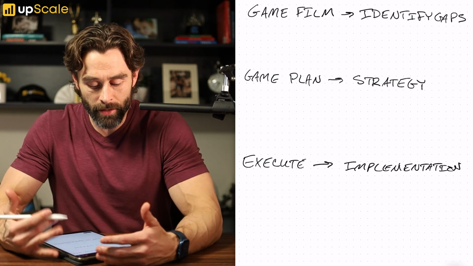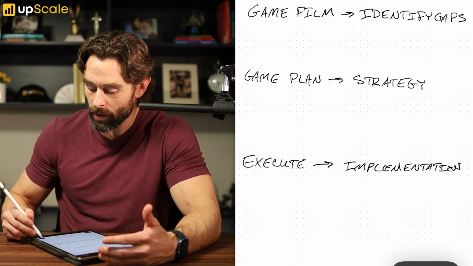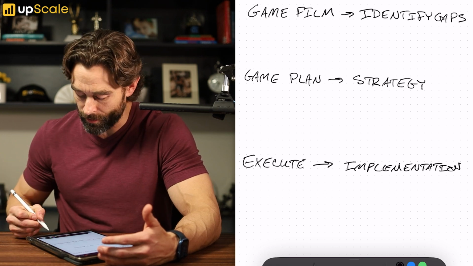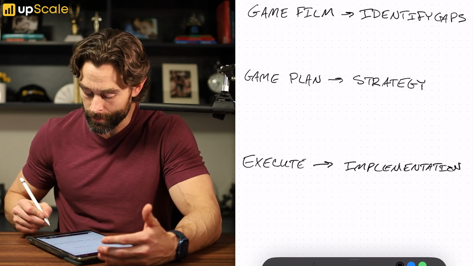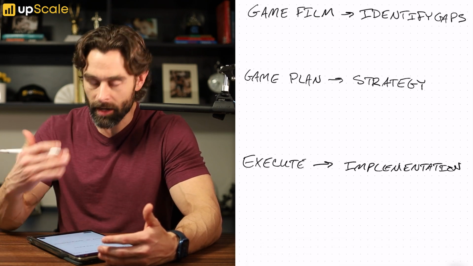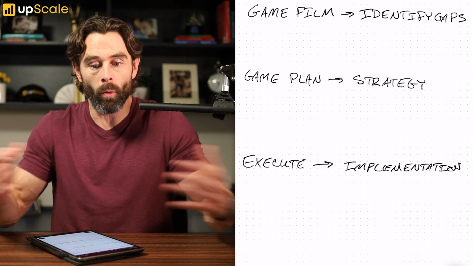So first thing we've got to do is identify the gaps. So what's our version of game film? What's our version of that when we're running the sales team? This is the number one thing that you've got to do every week to know what to work on.